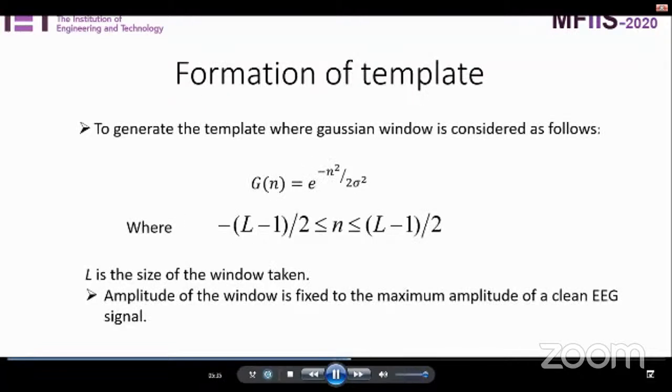Now coming to the formation of the template. For formation of the template we have taken a Gaussian window. The Gaussian window equation is given as G(n) equal to e to the power minus n square by 2 sigma square, where the range of n is between minus (L minus 1) by 2 to plus (L minus 1) by 2, where L is the size of the window taken and sigma square is the variance of the Gaussian window. The amplitude of this Gaussian window is fixed to the amplitude of a clean EEG signal.